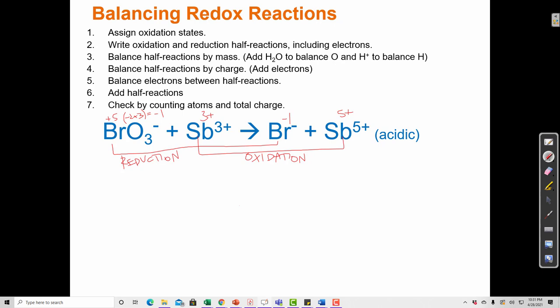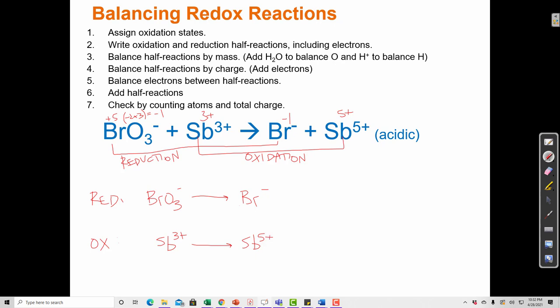So now we know what was oxidized and what was reduced. Let's break them into half reactions. So the reduction is BrO3 minus goes to Br minus. The oxidation is Sb3 plus goes to Sb5 plus.